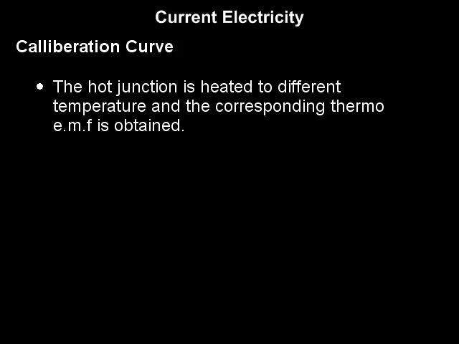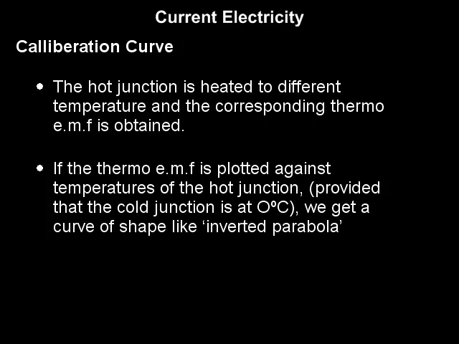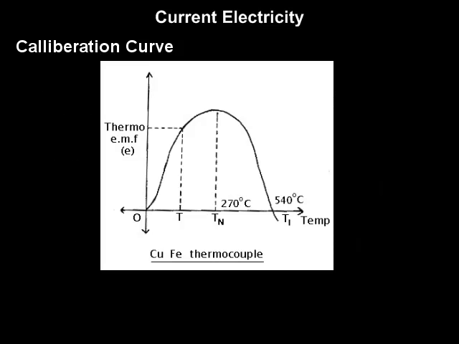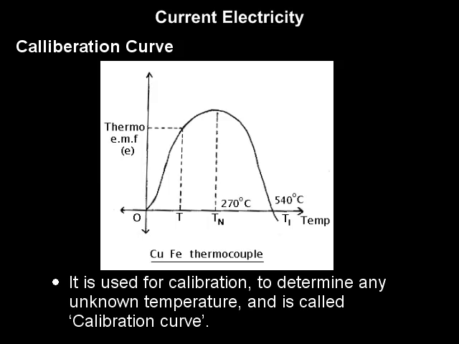The thermo EMF can be measured by using the principle of potentiometer, and the hot junction is heated to different temperatures and the corresponding thermo EMF is obtained. If the thermo EMF is plotted against temperature of the hot junction, provided that the cold junction is at 0 degrees Celsius, we get a curve of shape like an inverted parabola. As it is used for calibration to determine any unknown temperature, it is called calibration curve.